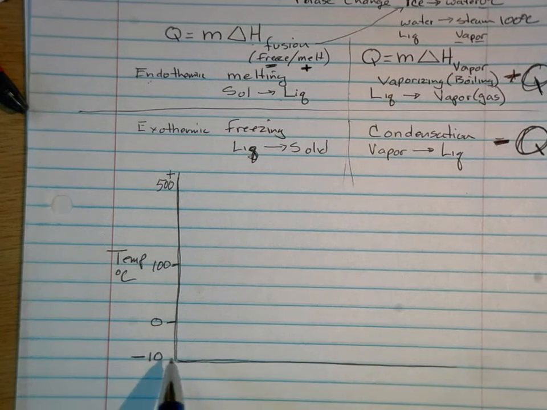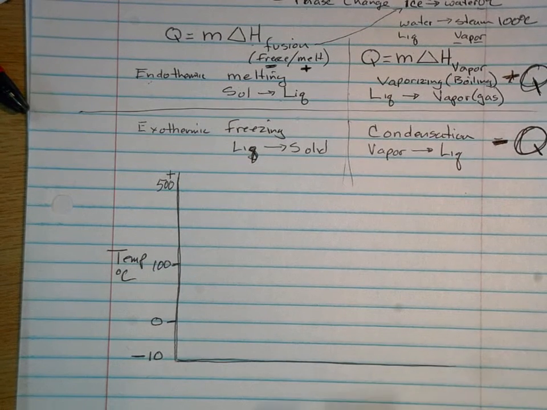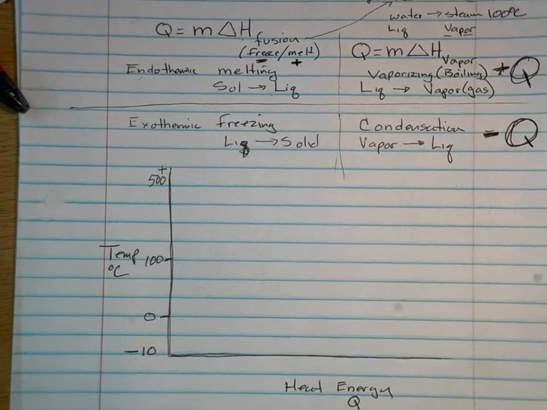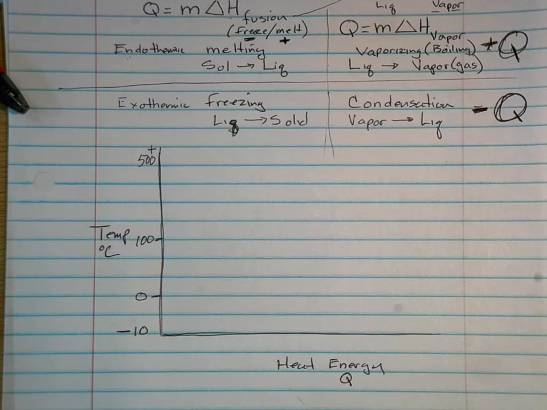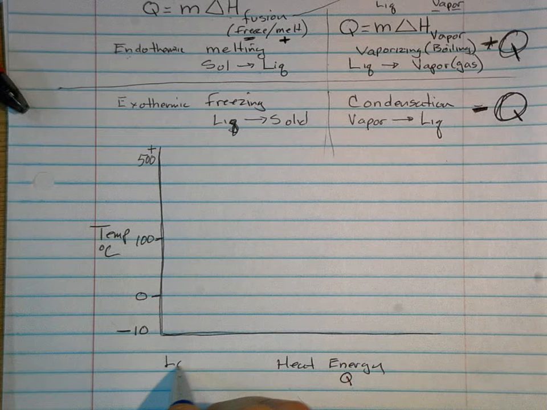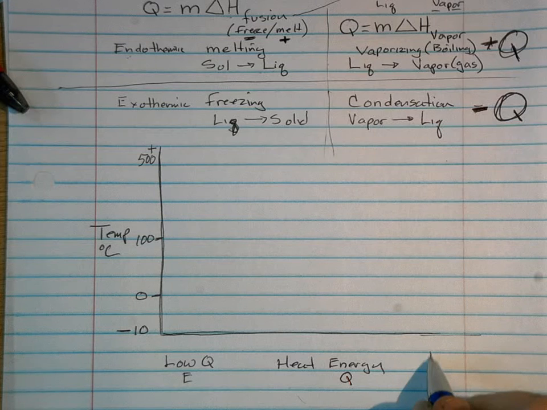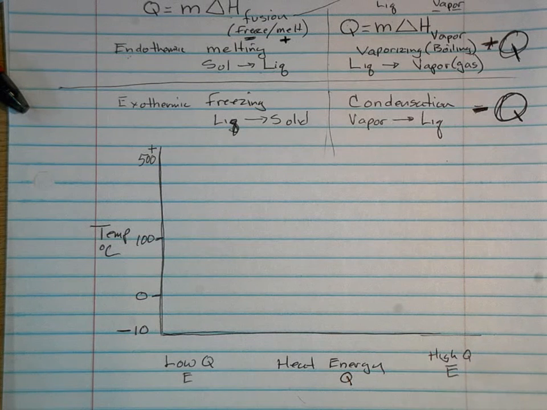Now across here, this is going to be heat energy, or Q for short, if you got that down. Over here is going to be low Q, or low energy. Over here is going to be high Q, or high energy, if you like. Abbreviate energy with the E's.